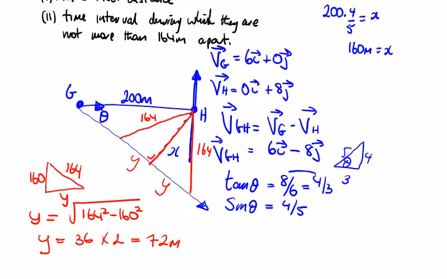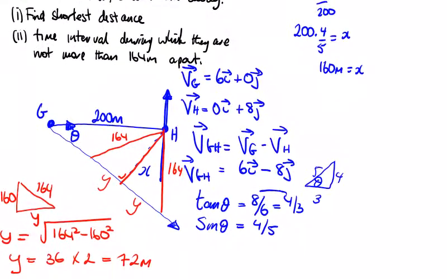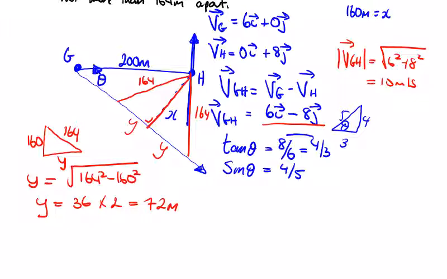So the speed at which they're traveling, it's the magnitude of the velocity of G relative to H, the square root of 6 squared plus 8 squared, which is going to be 10 meters per second. So 72 divided by 10 is going to be 7.2 seconds that they will be within 164 meters of each other.